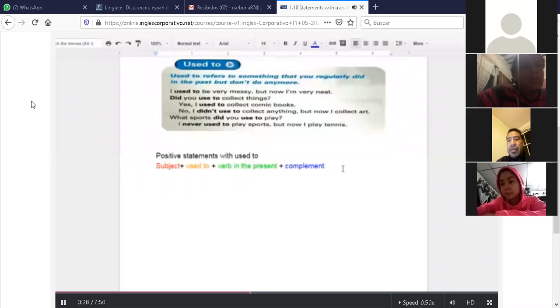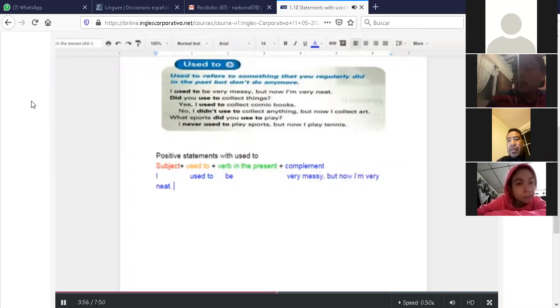So what we're going to do at this time is we're going to borrow that first example that you see there. So we have I is the subject, and then this follows used to, and then we're going to have the verb. It's going to be in the present. So I used to, and in this case be. Very messy, but now very neat. There we go.